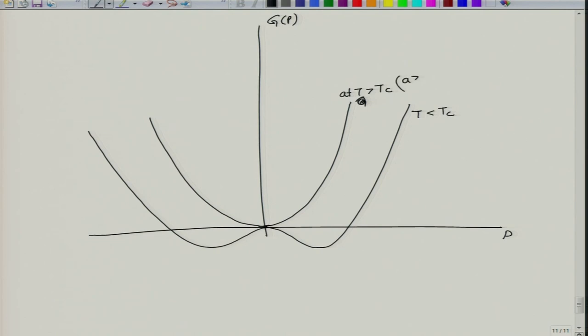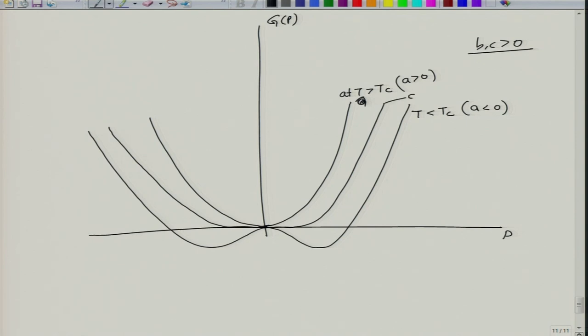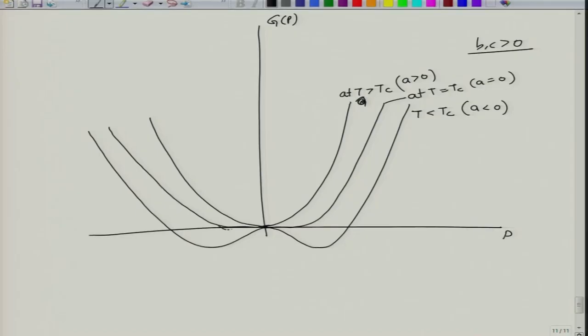So at this temperature A is greater than 0, at this temperature A is less than 0, and B, C being equal to 0 for all temperatures. So in between, if A is changing its sign, it must go through 0, right? It makes sense that A will go through a change of sign at T equal to TC, where A is equal to 0, and that is where free energy shows a shallow sort of minima. So there is a transition that takes place in the nature of the free energy curve. Just a little perturbation below TC will give you two minimas like this.